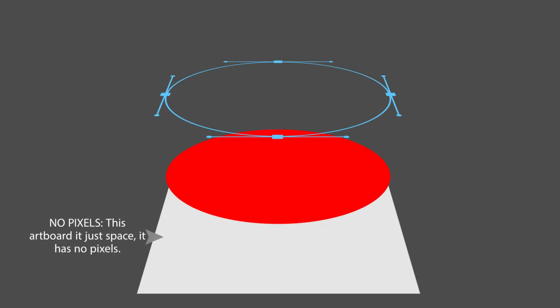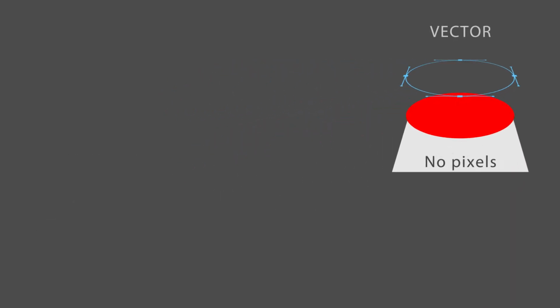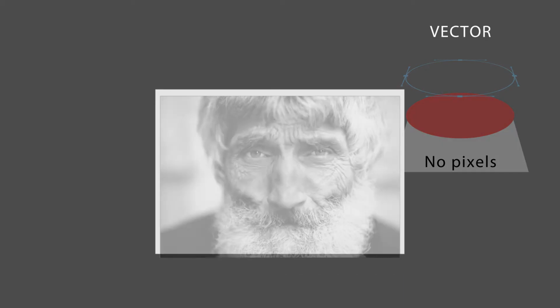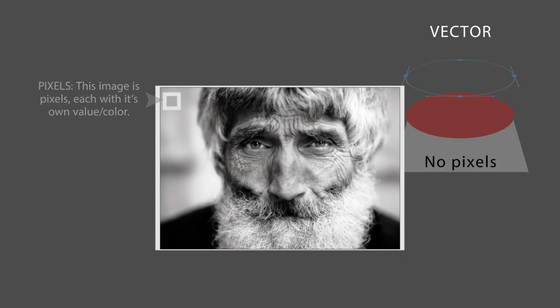This is different than bitmap images like JPEG or TIFF taken with a digital camera. Those types of images have pixels as a starting point, so you're locked to that pixel grid for those types of images.